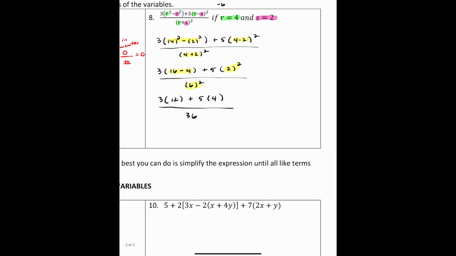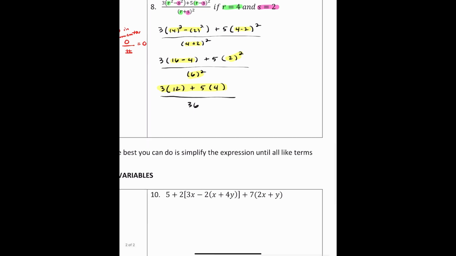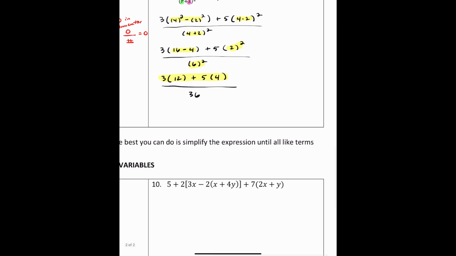So now I'm going to go ahead and handle the stuff in the numerator. We have 3 times 12 plus 5 times 4. So I'm going to do the multiplication that appears on the left, and then we're going to multiply the stuff on the right. So 3 times 12, that's 36, plus 5 times 4, that's 20, all over 36.